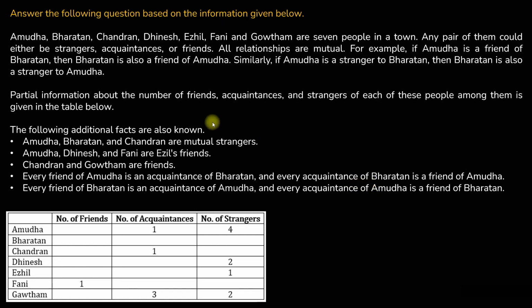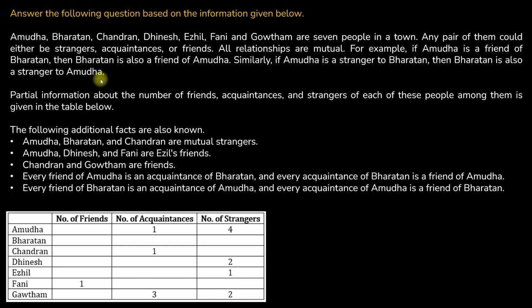Hi. So in this set we have A, B, C, D, E, F and G. They are 7 people in a town and any pair of them could be either friends, acquaintances or strangers. All relationships are mutual. For example, if A is a friend of B, then B is also a friend of A. If A is a stranger to B, then B is also a stranger to A. If A is acquaintances with B, then B is also acquaintances with A.